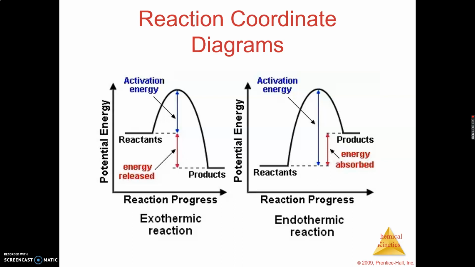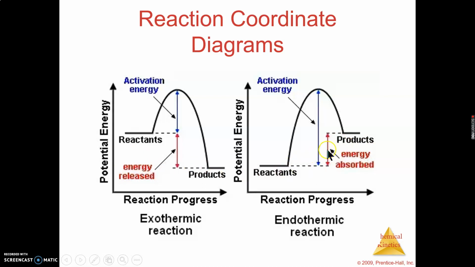When we look at these graphs, it's important that you be able to identify an endothermic or exothermic graph. Remember, exothermic is releasing energy, endothermic is absorbing energy. So exothermic reactions, energy is released. Endothermic reactions, energy is absorbed. And so what we see here is that the reactants are starting with a higher amount of energy and the products are ending with lower energy. The only way for the products to end with lower energy is for energy to be released.